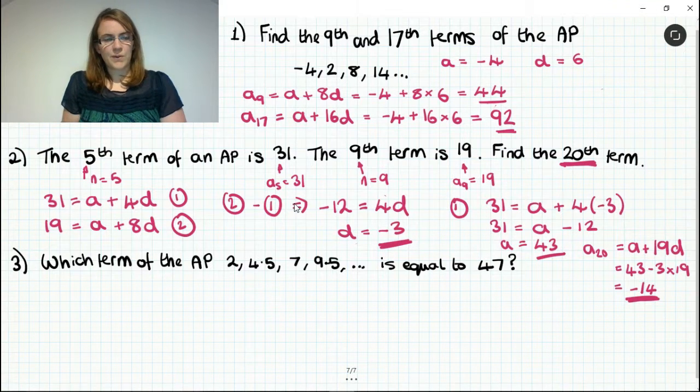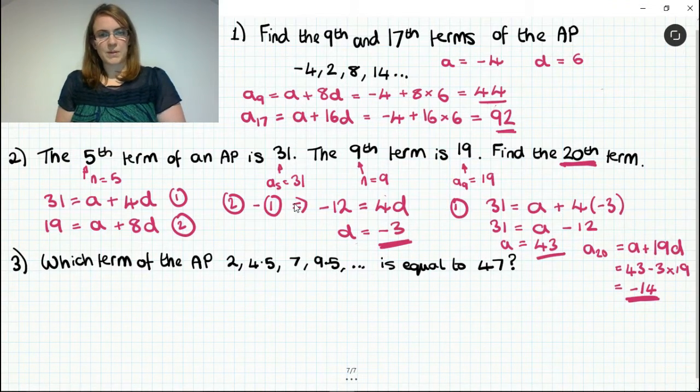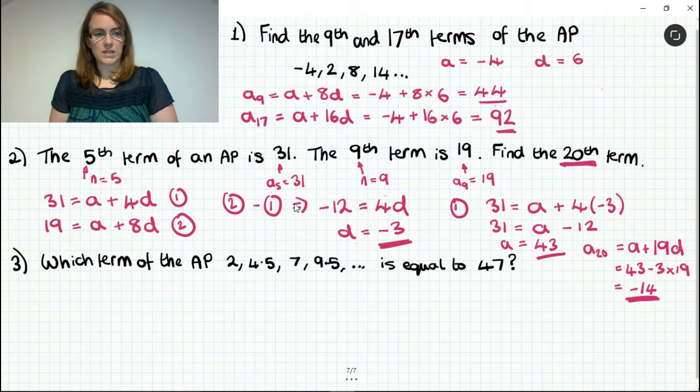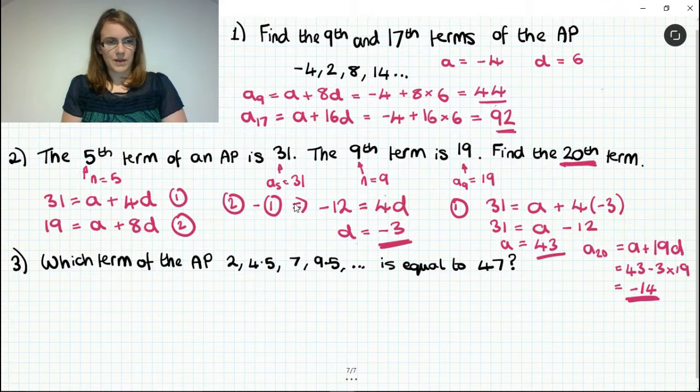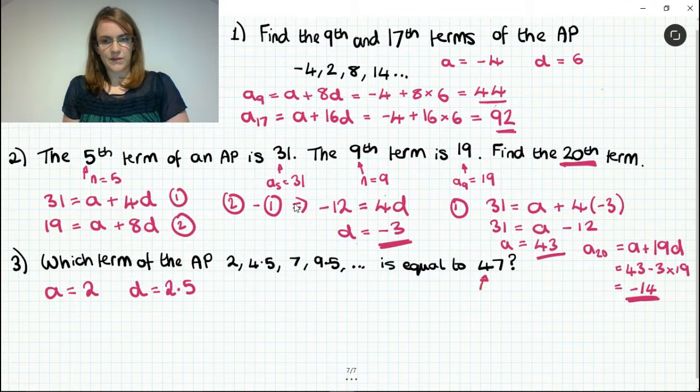So even if you aren't told the whole sequence, if you know it's an arithmetic progression and we've got 2 of the terms, you can actually find out any other term in that sequence. Let's have a quick look at number 3 then. So in number 3 we do know our first term is 2, and we do know our difference this time is 2.5. We are asked to find which term is equal to 47.